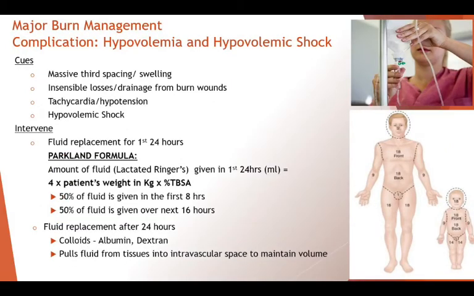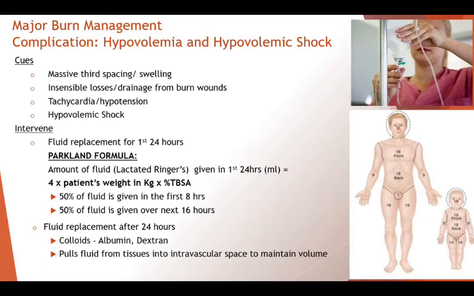Hypovolemia, hypovolemic shock. We're trying to avoid hypovolemic shock. Burns leak, burns swell. It's what they do. You end up having massive amounts of what we call insensible or immeasurable losses, drainage from the burn wounds, and just leaky capillaries. Also, a major burn causes a massive inflammatory response, of course, to the entire area that is burning. And so all that inflammatory tissue is just leaking out of the burned area.